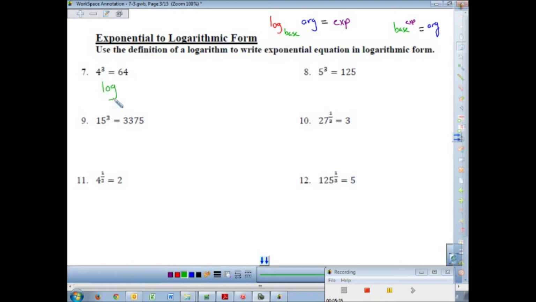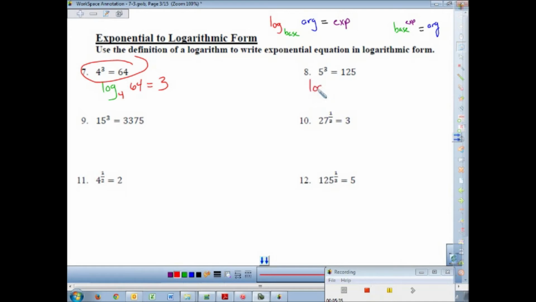Then you need the little base as a subscript. Well, what's the base? 4 is the base. What comes next? The argument. What's the argument? And people are like, how do you know that that's the argument? Well, you should know two things for sure. You should know what the base is, and you should know what the exponent is. Aren't those familiar to you, correct? The thing that's up there that you're not sure about is that 64, he's the argument. So log base 4 of 64 equals 3. Y'all cool with that?